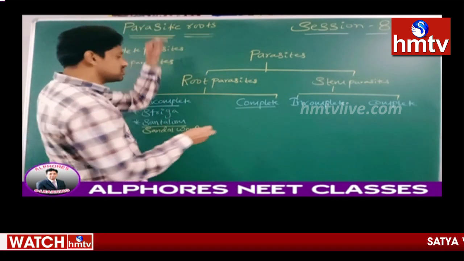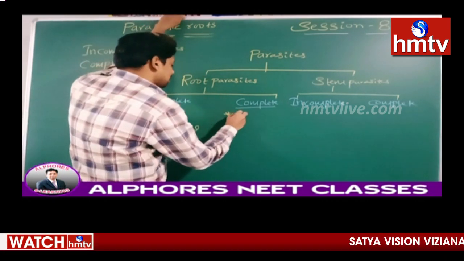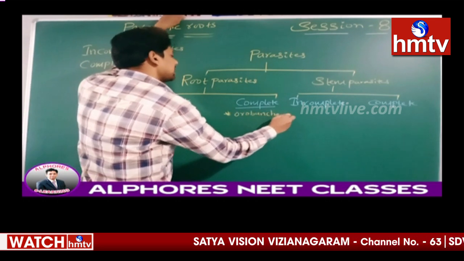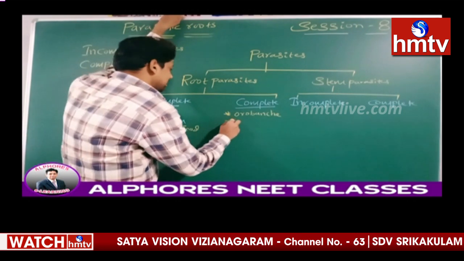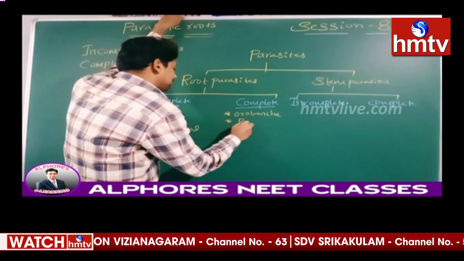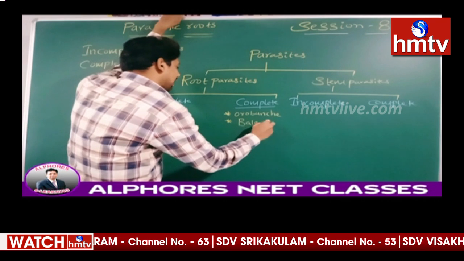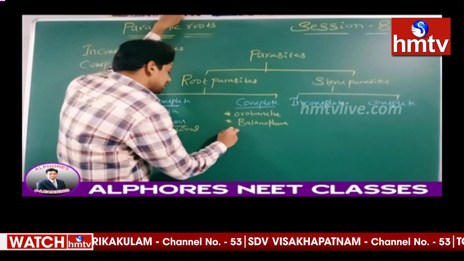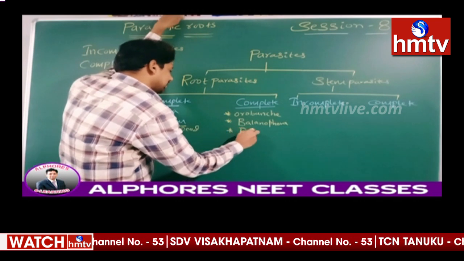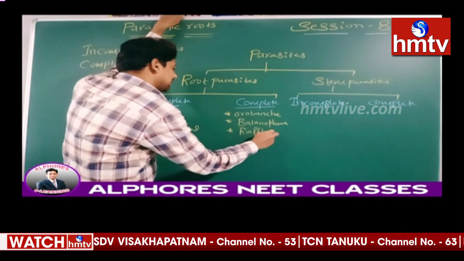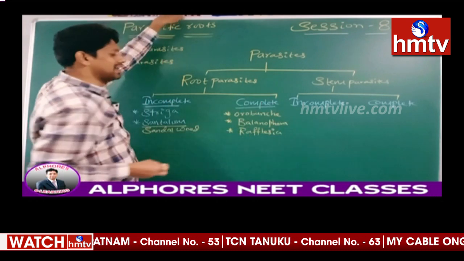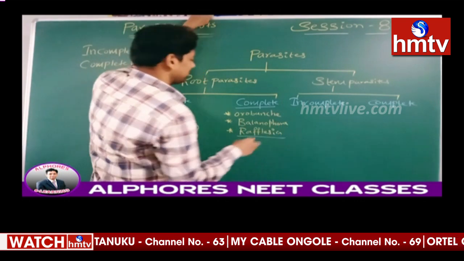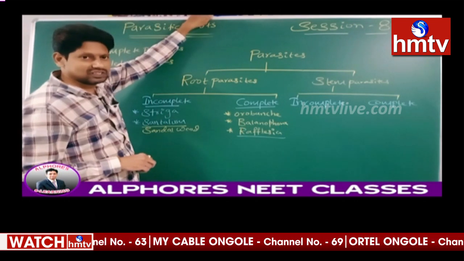Okay. Now go for complete root parasites. Examples of complete root parasites. First one is Orobanche. What is the first one, sir? Orobanche. Right. Second one is Balanophora, right? And third one is Rafflesia. I think you have heard this plant name. You are familiar with this plant name. Rafflesia has the largest flowers in the plant kingdom. Yes or no? Rafflesia, largest flowers.